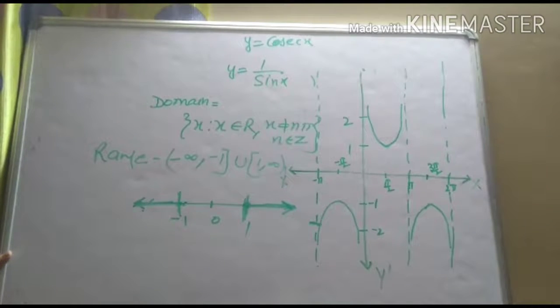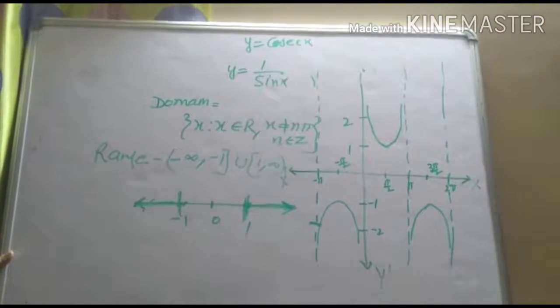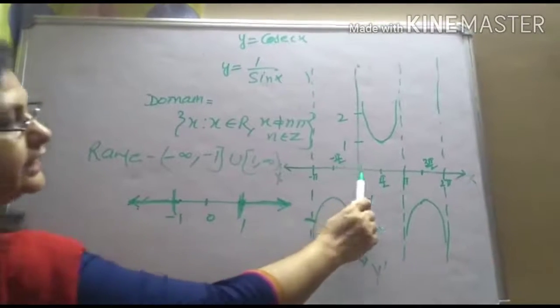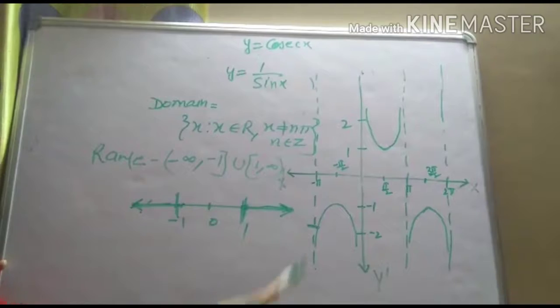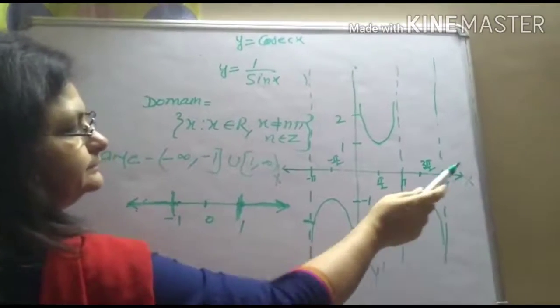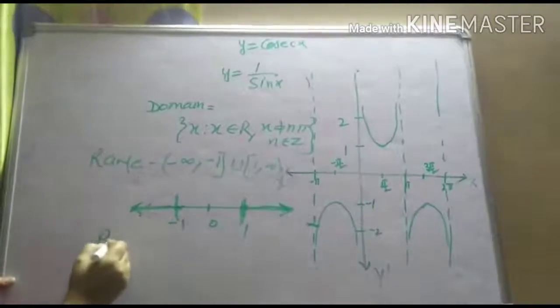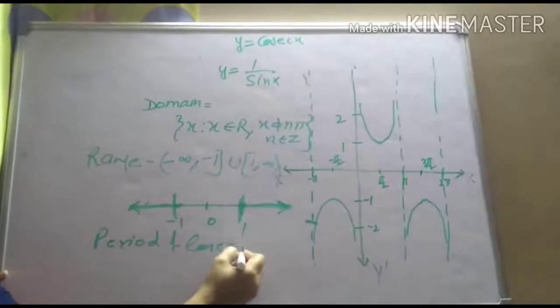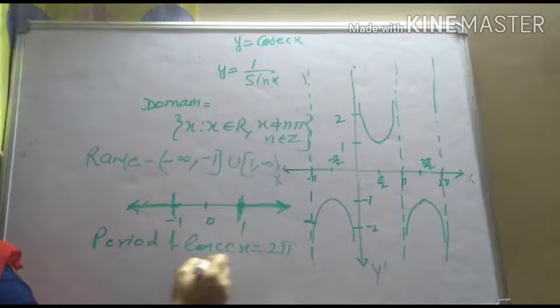Now, what is the period of cosecant x? Again, values of cosecant x repeat after an interval of 2 pi. So, the period of cosecant x is also 2 pi.